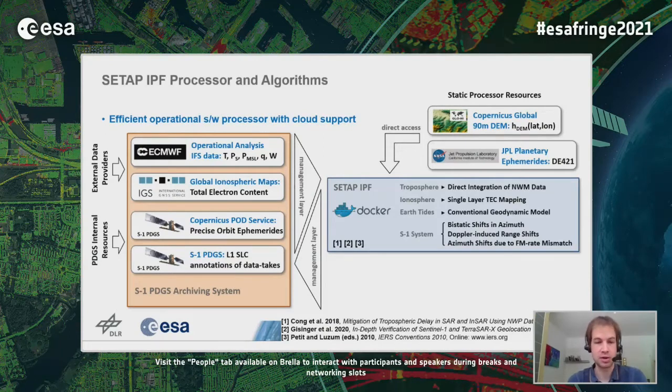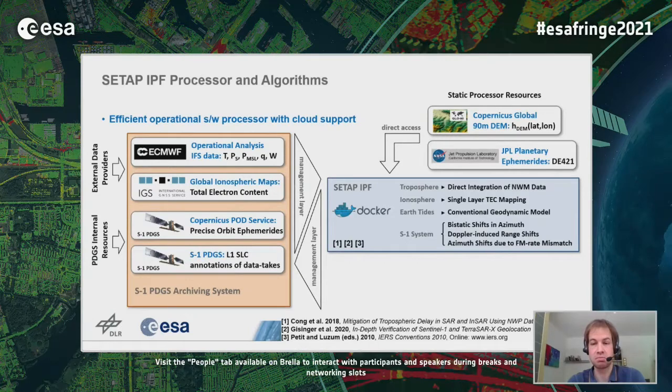Now, this processor would be a talk on its own. Here I have to be brief. So in a nutshell, we are getting external data from ECMWF, operational data for meteorological 4D data as inputs. We also gather the ionospheric electron content information from the IGS services. And we have the in-house data from Sentinel, the precise orbit and product annotations, which are fed into the processor over here, which has access to the Copernicus 90-meter DEM as a resource.